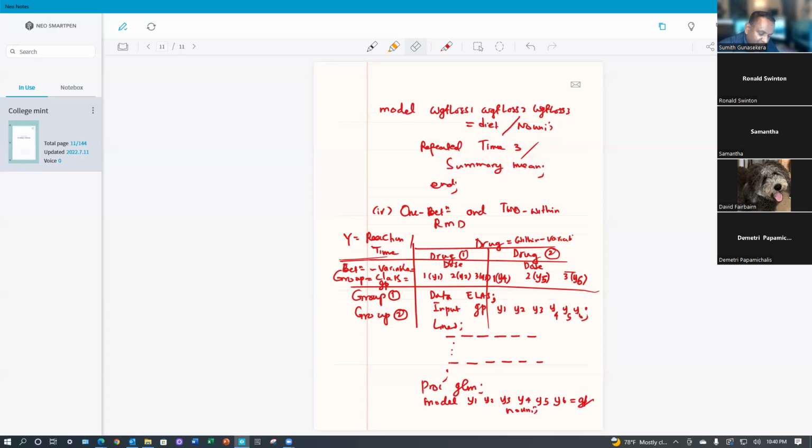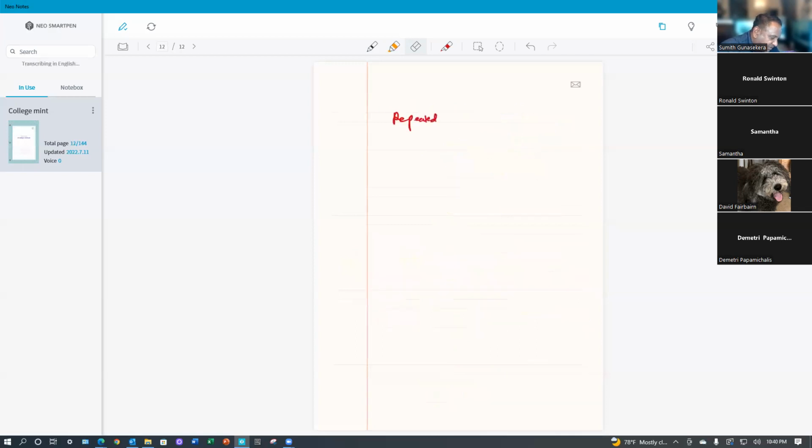And repeated, under the repeated measures, what would be your within variable? Drug. How many levels does it have? 2. Then how many doses do we have? Dose, I'm sorry, dose D: 3 doses. And run. You see that we have an example for that.